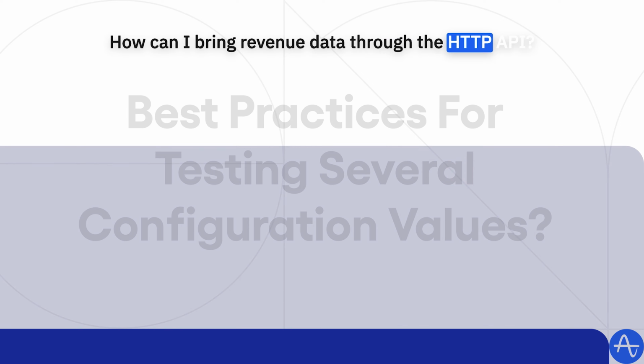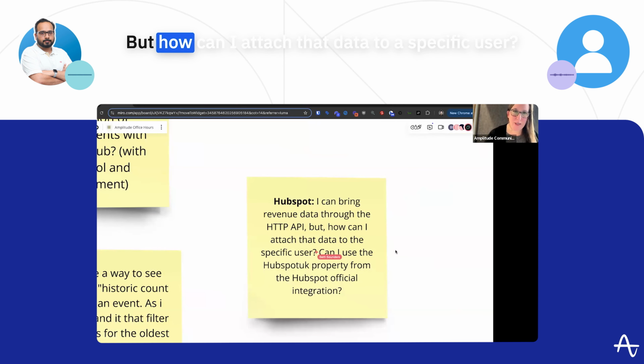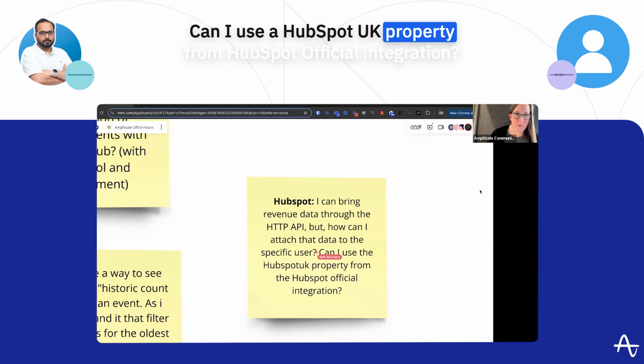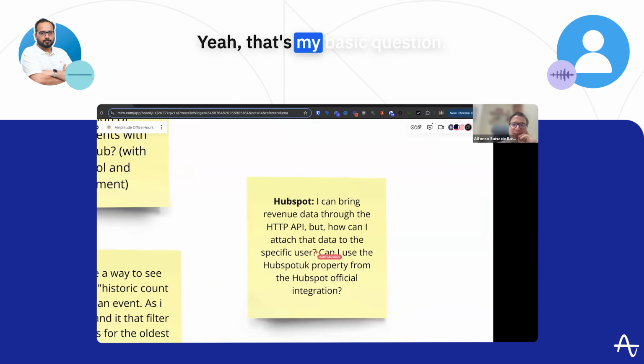I'm getting revenue data through the HTTP API, but how can I attach that data to a specific user? Can I use the HubSpot UK property from the HubSpot official integration? Yeah, that's my basic question.